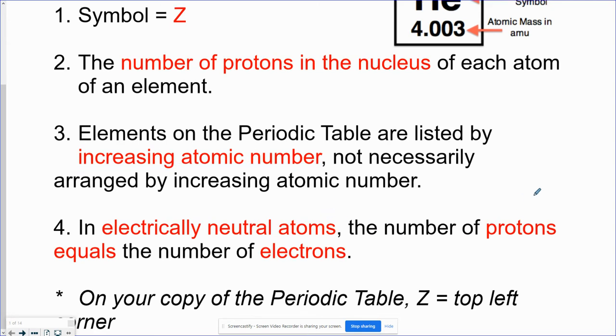Most of the elements that we're going to talk about are electrically neutral. However, when they're not, we'll talk about that in a little bit. When they're electrically neutral, you have protons equaling electrons. On our periodic table, it is the top left corner that would be Z.